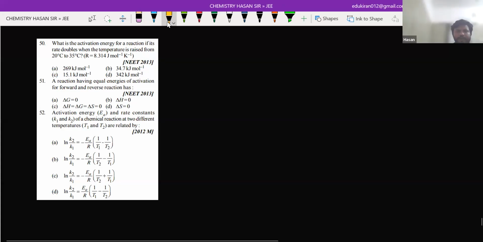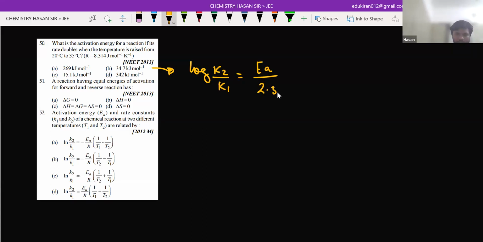Question number 50 is very easy. I'm gonna give you a hint. You can use this formula: log K2 by K1 will be equal to EA upon 2.303 R into 1 upon T1 minus 1 upon T2.